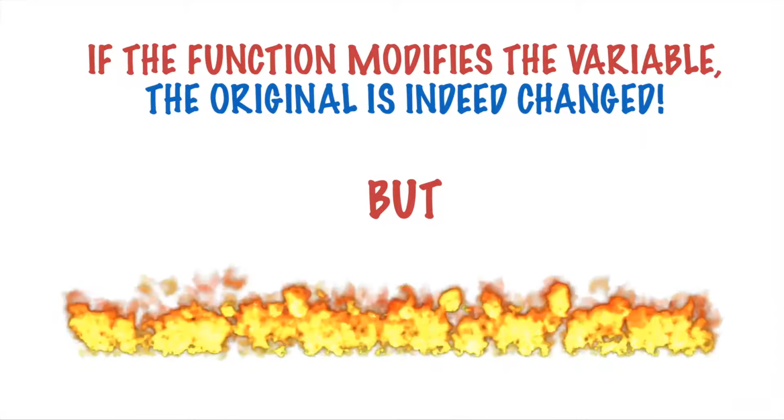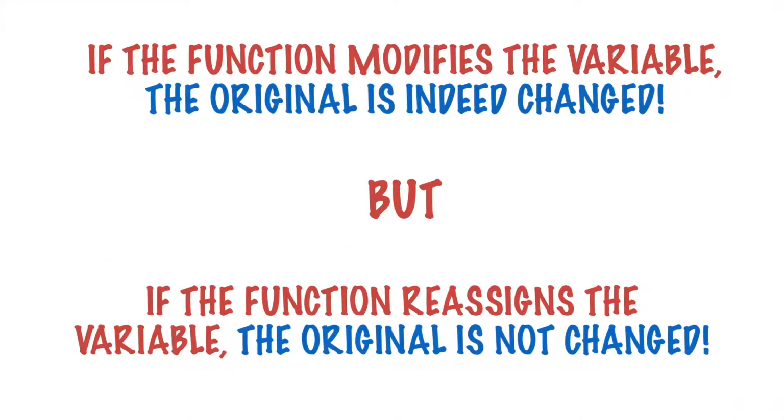If the function reassigns the variable, the original is not changed. So let's say that the variable name is A within the function. If A is an object and you modify a property of A, then this change is reflected in the calling code. If A is an object and you reassign A to a new object, that is not reflected in the calling code. Are you confused? Don't worry, we'll see this using examples. It'll become much clearer then.